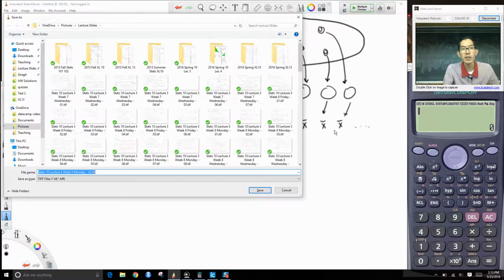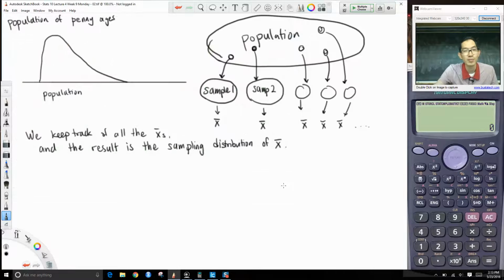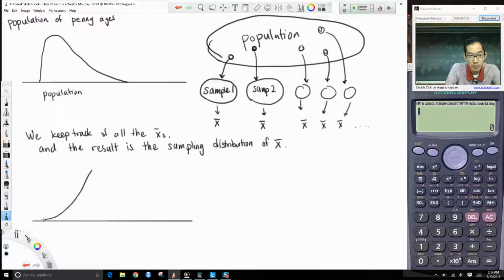That's the point of what you guys are doing in the lab. You have a numeric variable, this time the age of pennies, and you repeatedly sample from that population and record x bar, which I think Fathom calls a measure. You record all of these different x bars and keep track of them. What you end up getting at the end is something that looks like the normal distribution. So this is the sampling distribution of x bar.